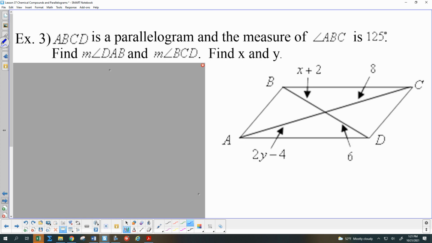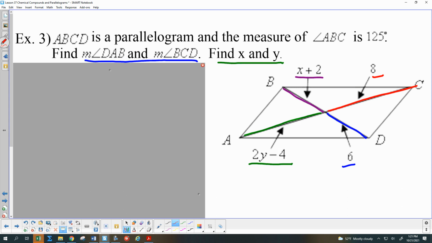So I have this very messy looking picture. I've got the parallelogram and I've got the diagonals drawn in it. And I have a whole bunch of things that I need to find. I need to find 2 angles, and I also need to find x and y. Why don't we do x and y first? If we look at this picture, what they are saying is that this piece is x plus 2. They are saying that this piece is 2y minus 4. They are saying this piece is 6, and this piece is 8.